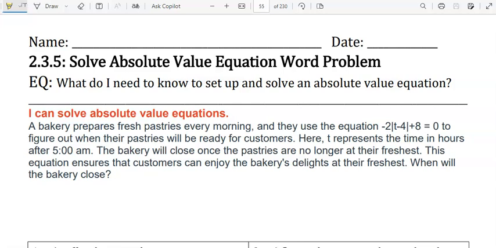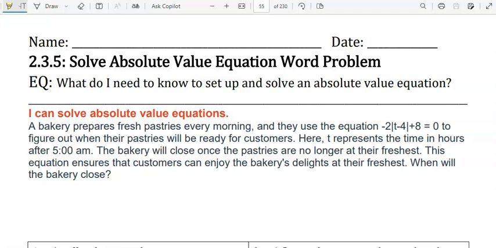2.3.5 Solve absolute value equation word problem. Essential question: What do I need to know to set up and solve an absolute value equation? Skill: I can solve absolute value equations.